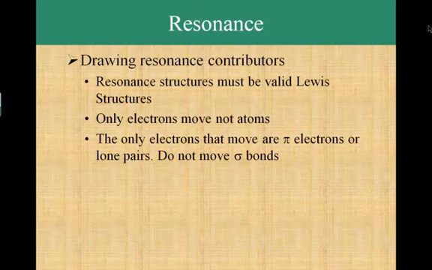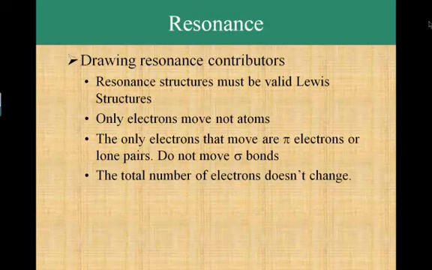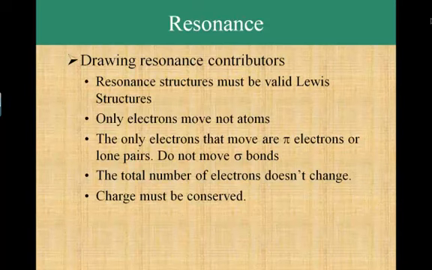You never move sigma bonds because that means that you're going to break the connection between two atoms if you move a sigma bond. The total number of electrons does not change. Charge must be conserved. For instance, in our carbonate anion, all three of our Lewis dot structures had a -2 charge. If you start with a negative charge, you have to end up with a negative charge. If you start with a neutral species, you have to end up with a neutral species.